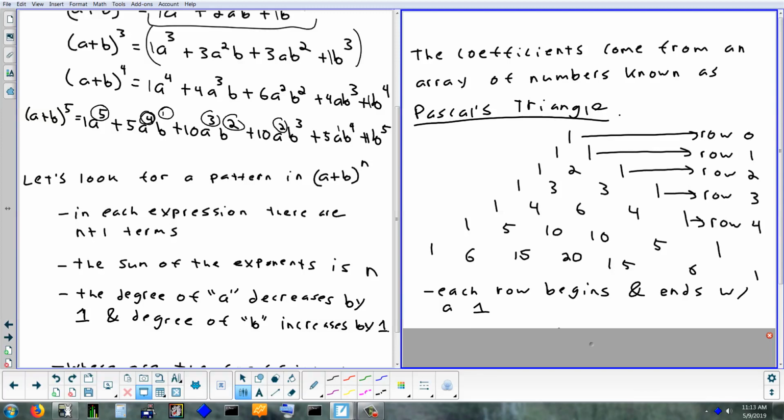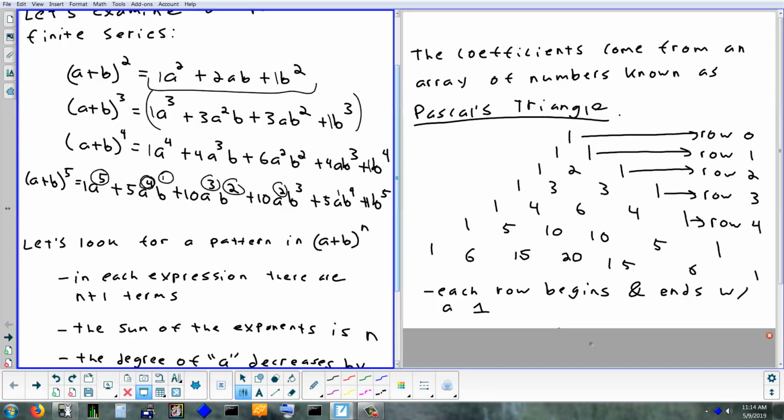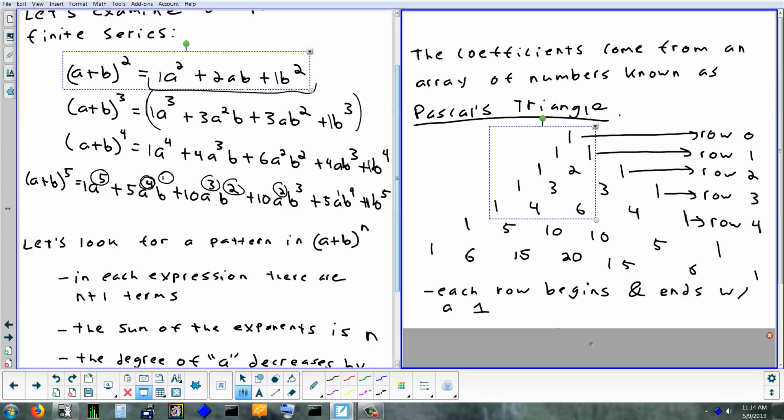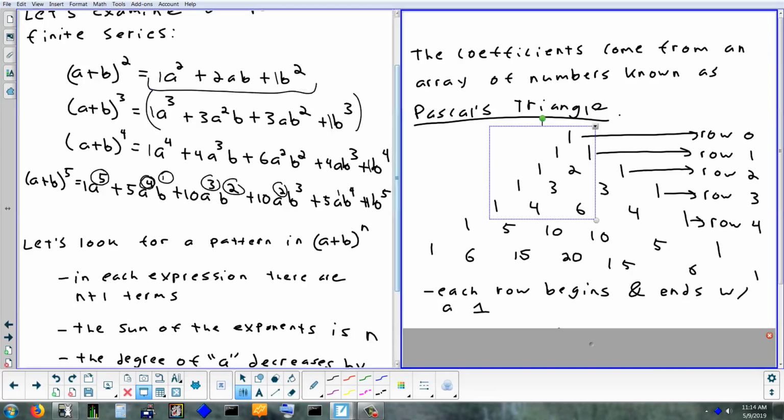All right, so with this stuff, we've got to keep track of what's going on. Pascal's triangle, the first row is row 0. So if you want to raise something to the second power, the coefficients come from the second row. If you want to raise something to the 5th power, the coefficients come from the 5th row. But you've got to make sure you count starting with 0. Any questions on that?